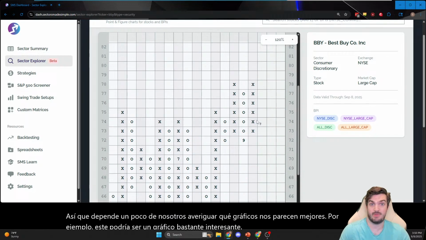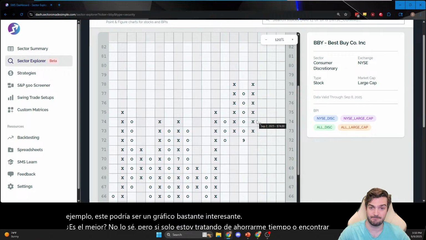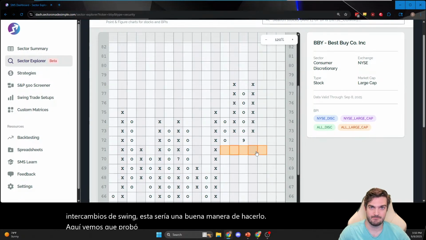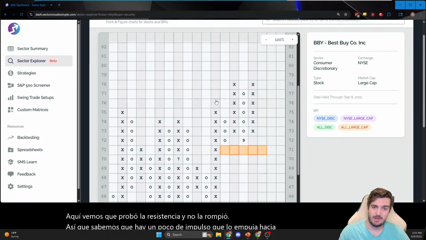Is it the best? I don't know. But if I'm just trying to save myself time for finding swing trades, this would be a good way to do it. Here, we see that it tested resistance and didn't break it. So we know that there's a little bit of momentum pushing it in the right direction. It is already on a buy signal.